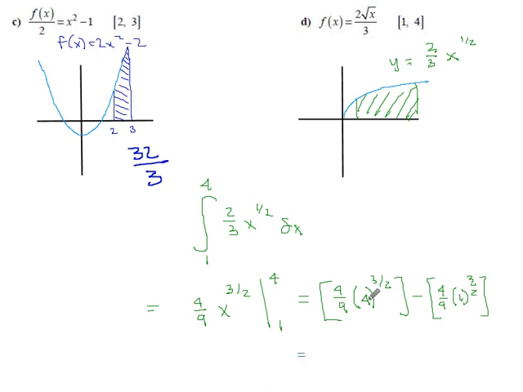Okay. 4 to the 3 over 2 is 8. You can check that on a calculator if you want. Or what this means is 4 times its own square root, which comes out to 8, times 4 ninths is 32 ninths. That's our left bracket. Minus 1 to any power is 1 times 4 ninths is 4 ninths. 32 take away 4 is going to be 28 ninths.